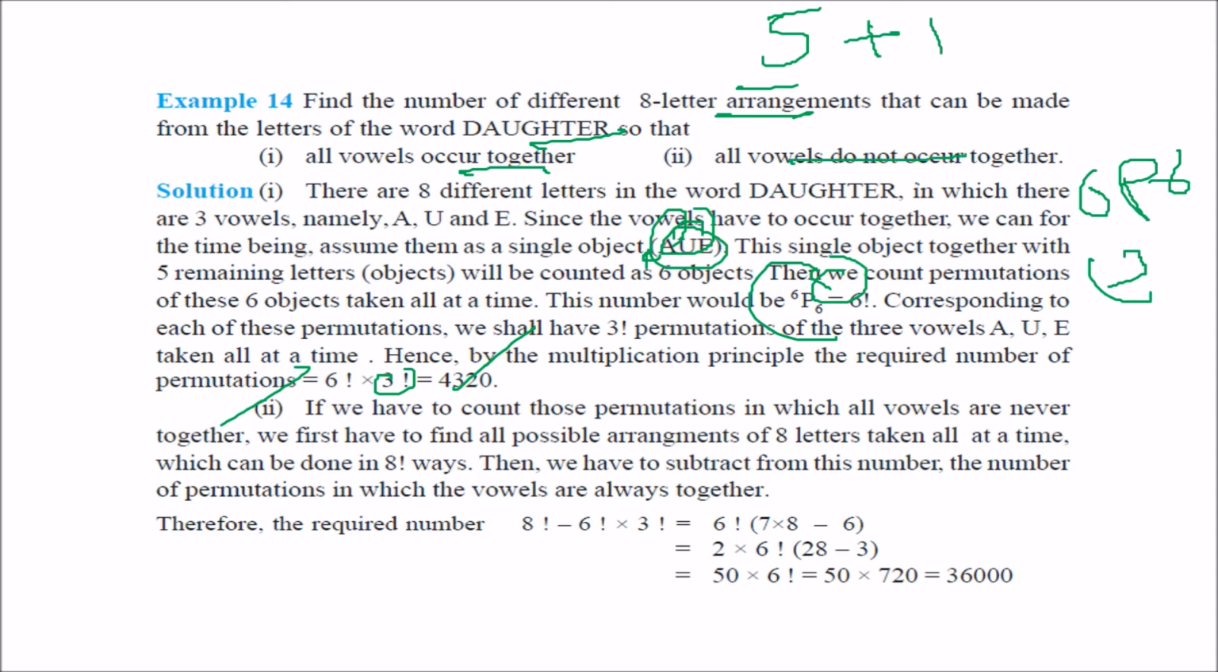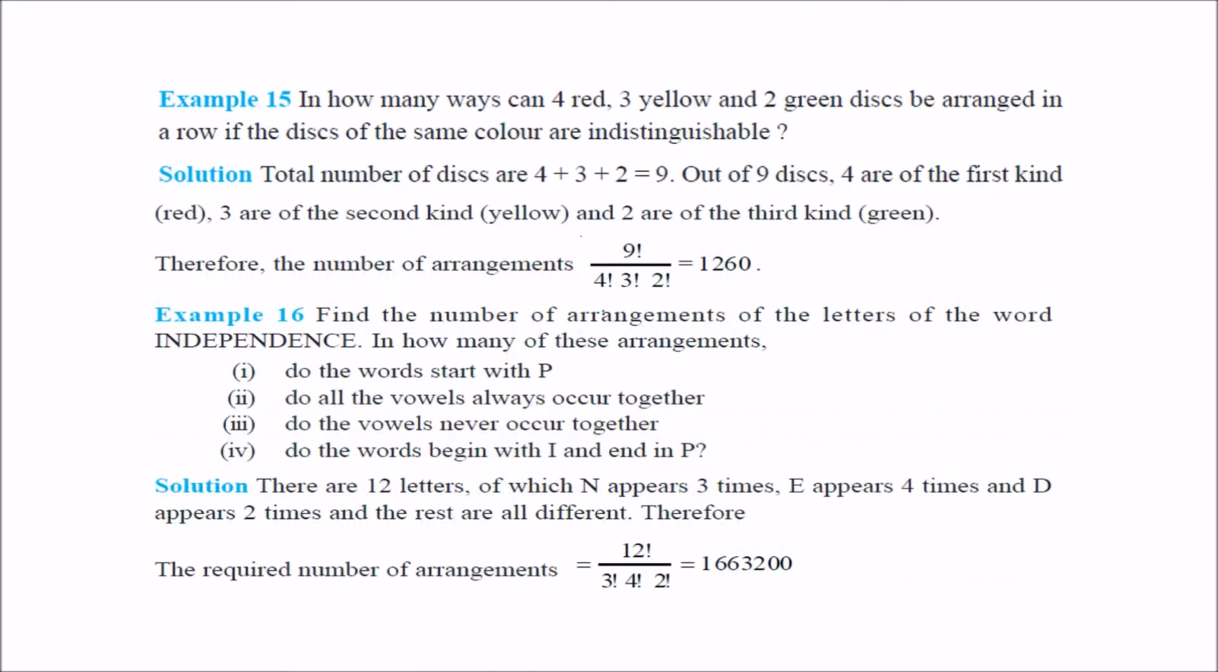How about all vowels do not occur together? These are 8 letters. In factorial 8 ways you can do the permutation, but you have to subtract the cases where all vowels occur together, so that you can get all vowels do not occur together. So factorial 8 minus factorial 6 into factorial 3, that is going to give you 36,000.